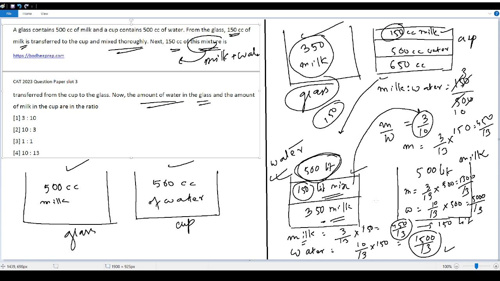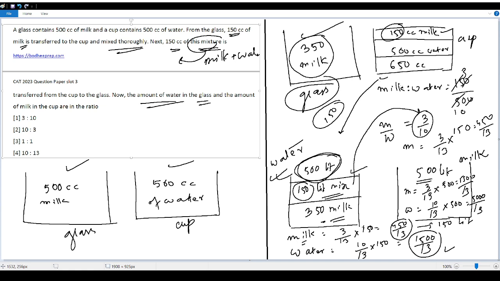Did you understand till here? Please tell me. Yes, sir. Shikam, have you understood? Yes, sir. Okay.